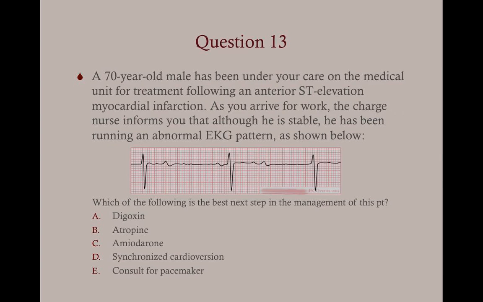Okay, so a 70-year-old male has been under your care on the medical unit for treatment following an anterior ST elevation myocardial infarction. As you arrive for work, the charge nurse informs you that although he is stable, he has been running an abnormal EKG pattern, as shown below. Which of the following is the best next step in the management of this patient? Is it A, digoxin, B, atropine, C, amiodarone, D, synchronized cardioversion, or E, consult for pacemaker?